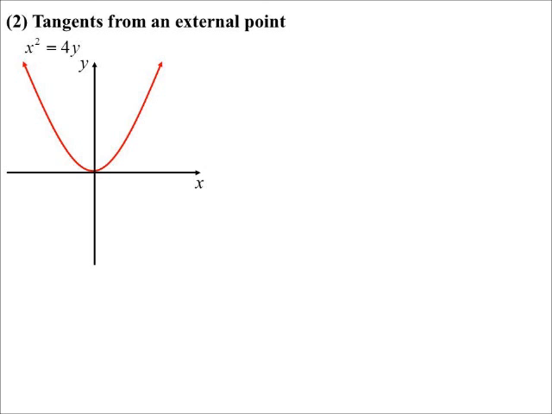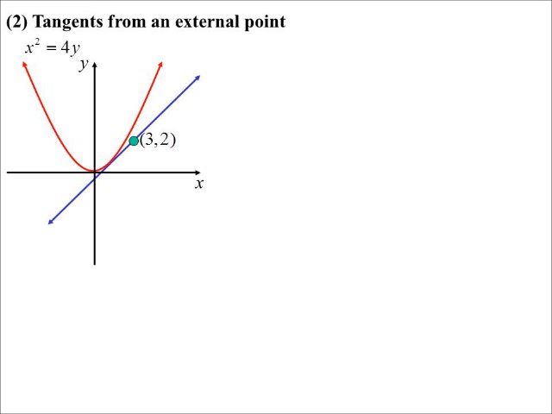Tangents from an external point. So here's a problem where I've got my parabola. This time I've set the focal length at 1 for this problem, so I've just got x squared equals 4y. I've got some point that's not on the parabola. So 3, 2 would not be on that parabola. Now from any external point, we should be able to draw two tangents. There's one of them. The question is, of course, what's the equation of the tangent?